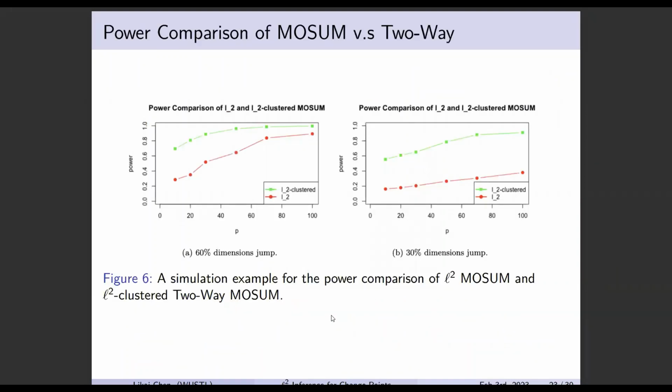Here is a comparison of whether we consider the clustered signal or not. The green curve corresponds to the clustered statistic, and the red dot corresponds to the aggregation overall. Picture A corresponds to 90% of dimensions that exist jump, and the second corresponds to 30%. It seems that in other cases, if we consider this cluster structure, the testing power is better compared with the non-cluster situation.